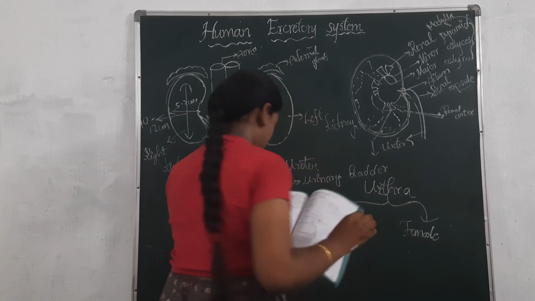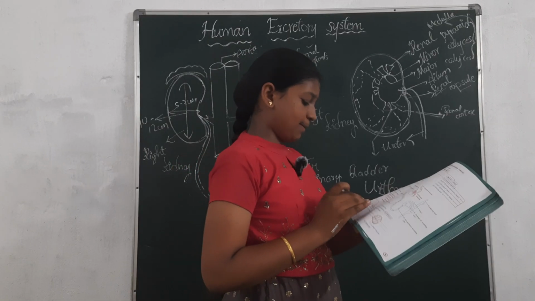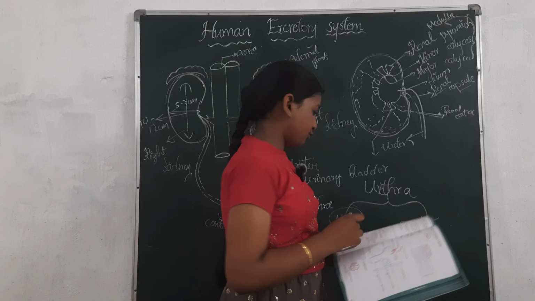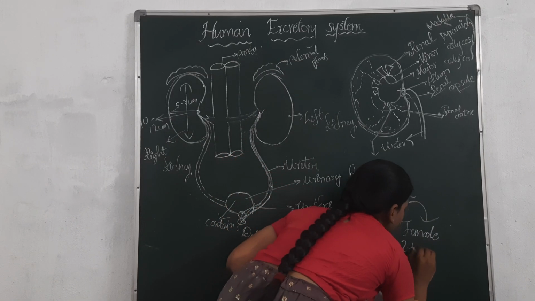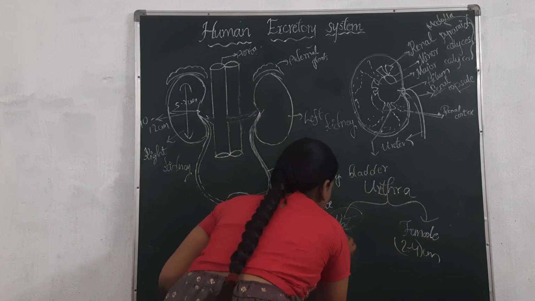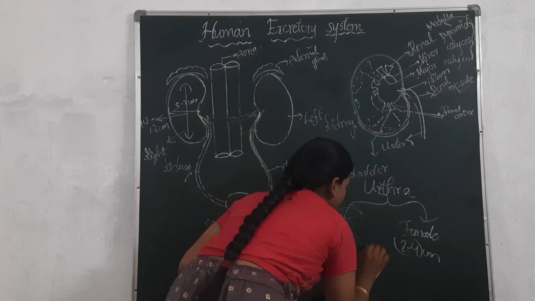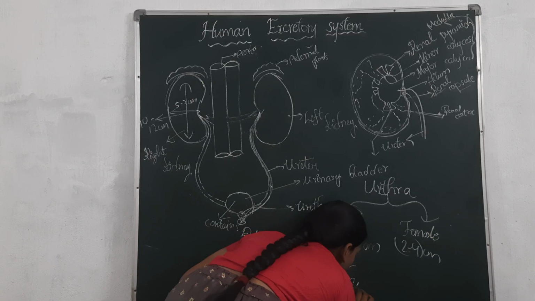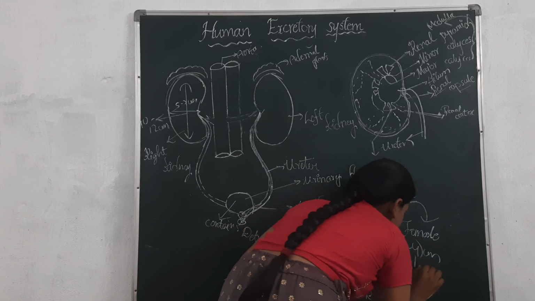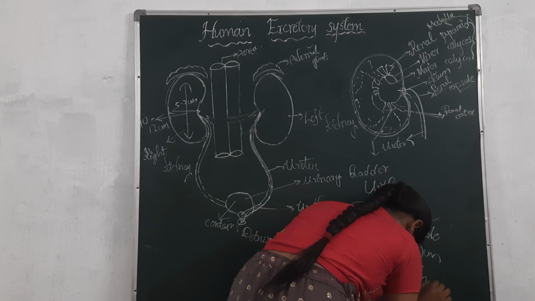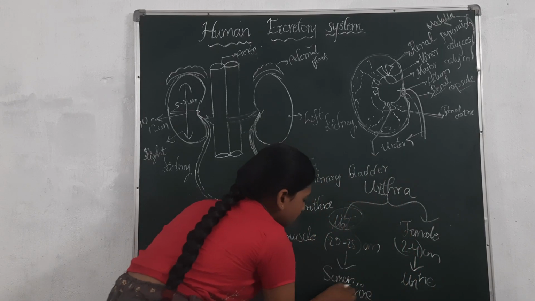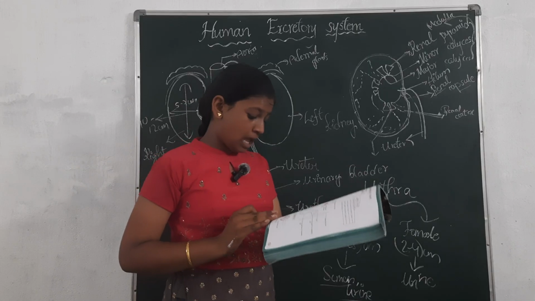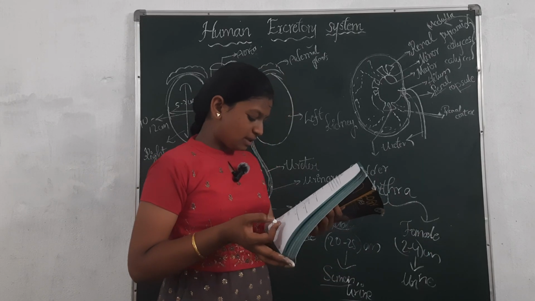The male urethra is 20 to 25 centimeters long and it carries urine and semen. The female urethra is only 2 to 4 centimeters, shorter, and carries only urine. Semen and urine do not come at the same time; they come separately, one at a time. Each kidney has approximately 1 million nephrons or uriniferous tubules.